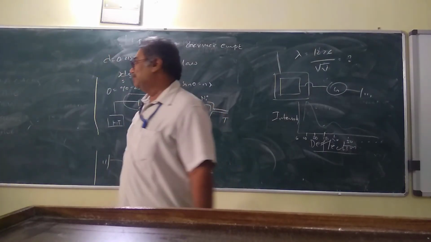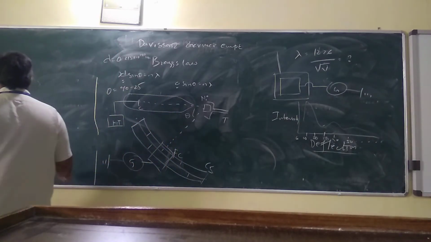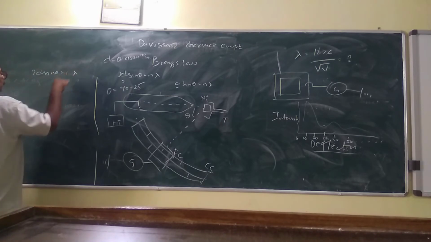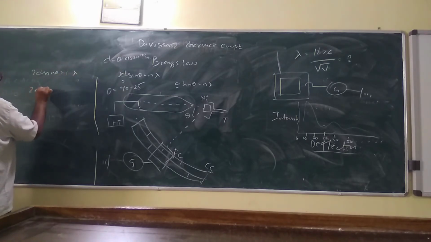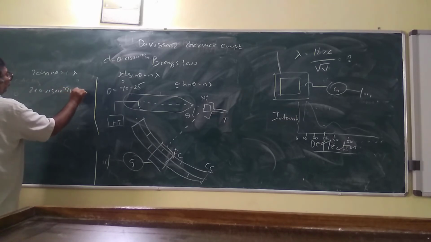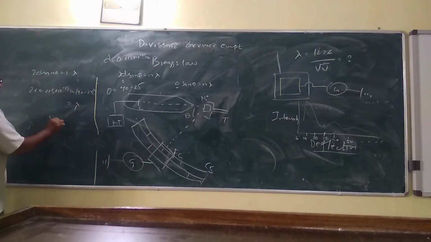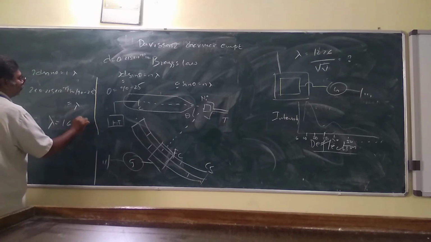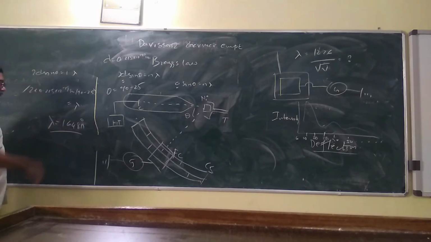What values do we want to substitute? We substitute in 2d sin theta equals 1 into lambda. So 2 into 0.215 into 10 power minus 9 into sin of 90 minus 25 equals lambda. And finally, what lambda are we going to get? We are going to get a lambda of approximately 1.648 Angstroms.